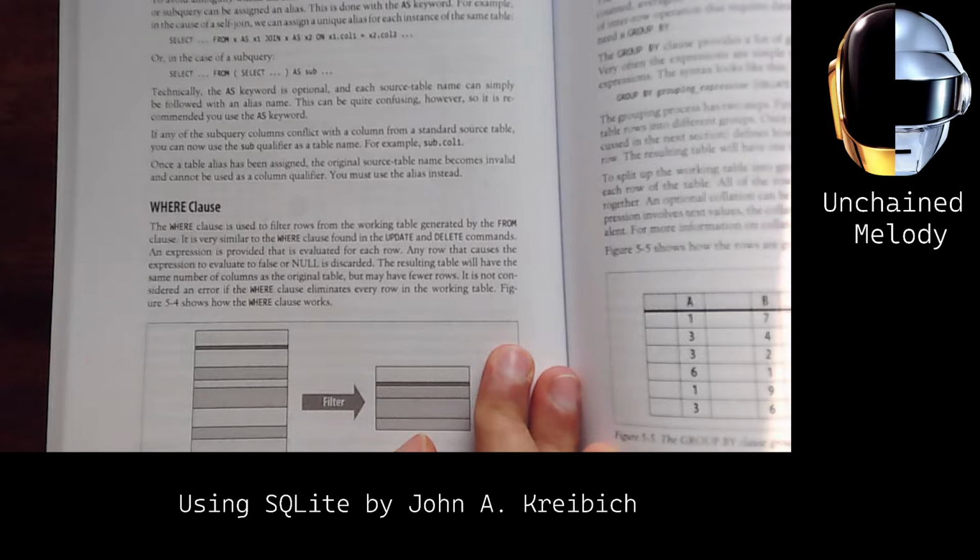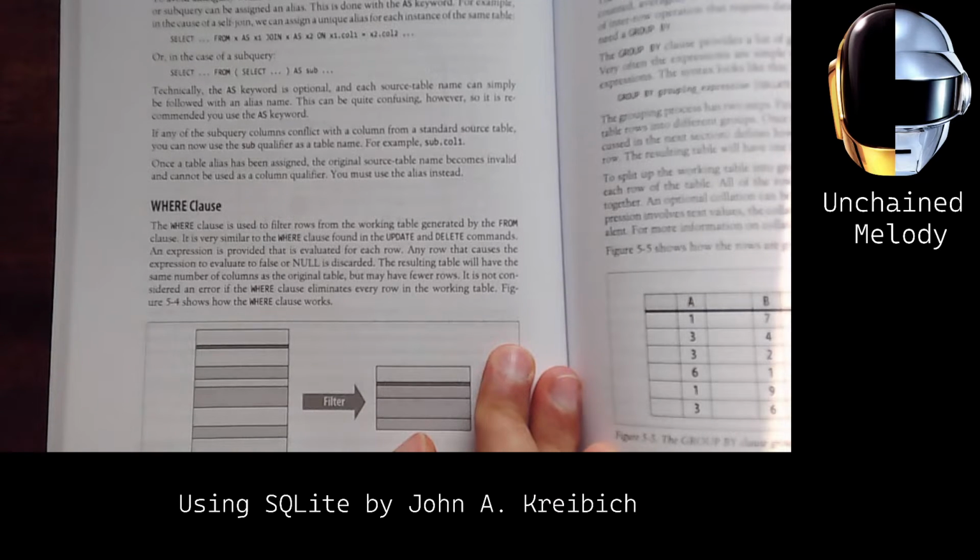If any of the subquery columns conflict with a column from a standard source table, you can now use the sub qualifier as a table name, for example, sub.column1. Once the table alias has been assigned, the original source table name becomes invalid and cannot be used as a column qualifier. You must use the alias instead.